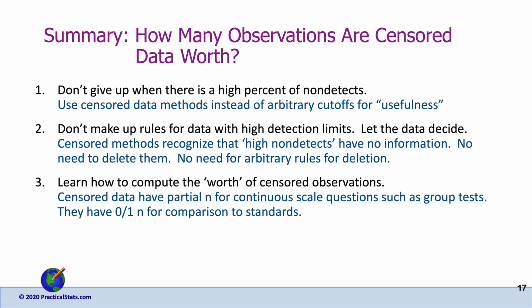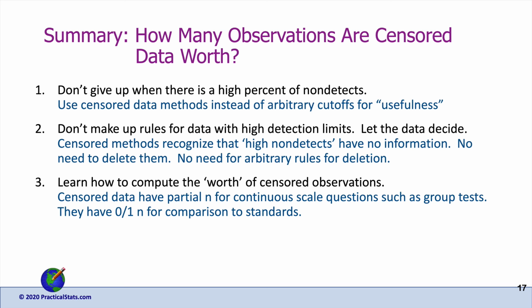Second, don't make up rules for throwing out high nondetects, data with high detection limits. Let the data decide that. They can do that if you use censored data methods. They recognize that either they have 20% information, so keep them and they'll add a little bit to the data, or that they have 0% information, so they're not going to be used. So let the data decide.